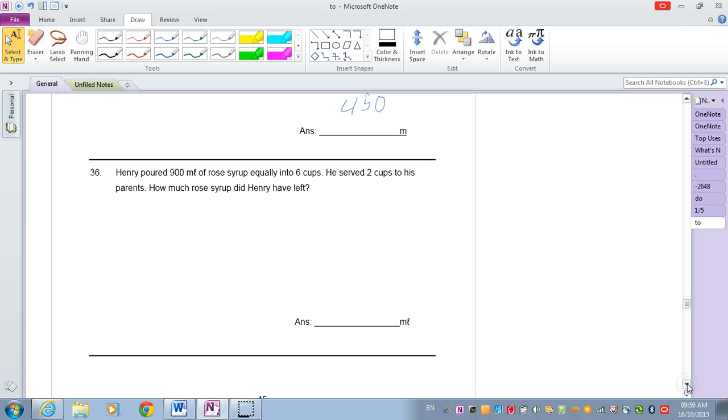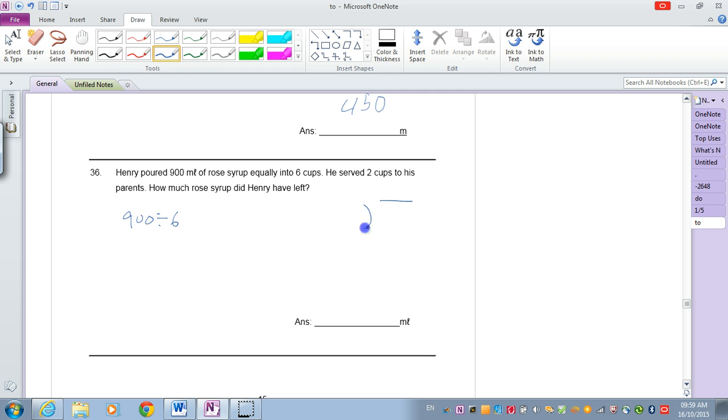Okay, Henry poured 900 milliliters of rose syrup equally into 6 cups. He served 2 cups to his parents. How much rose syrup did Henry have left? Okay, so if he poured 900 milliliters equally into 6 cups, first of all we need to find out how much rose syrup he has in 1 cup. So what must we do? We have to do 900 divided by 6. Okay, we'll do our working over here.